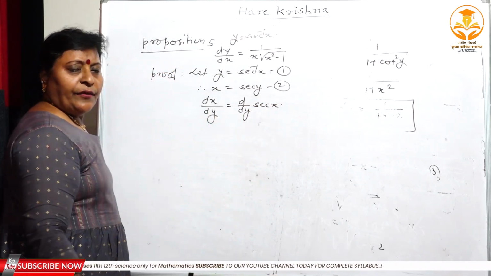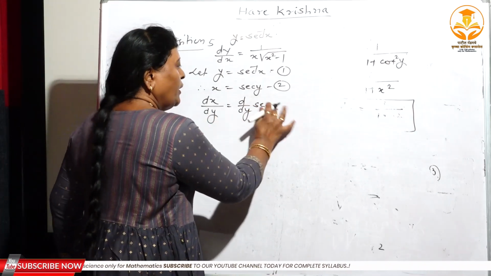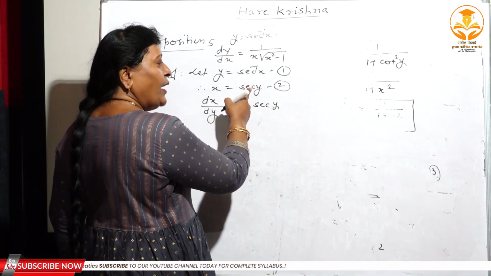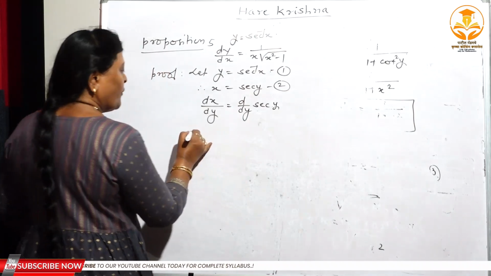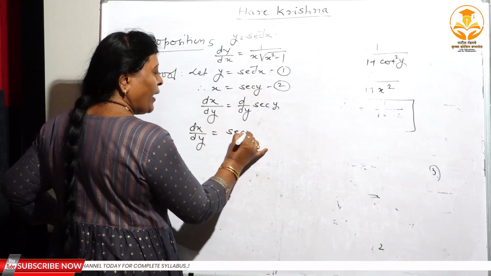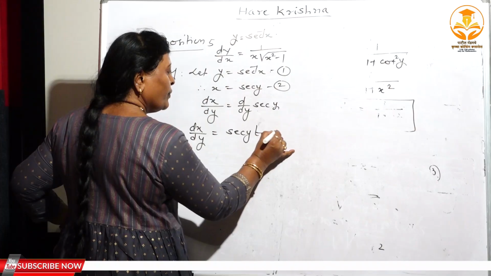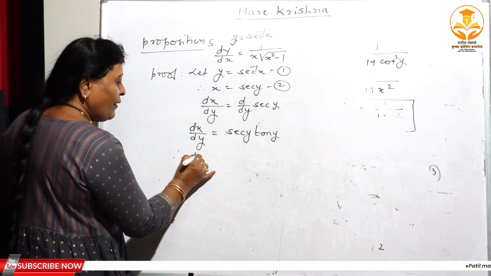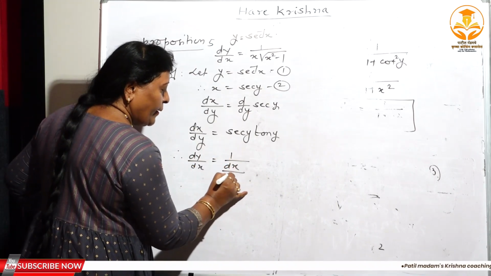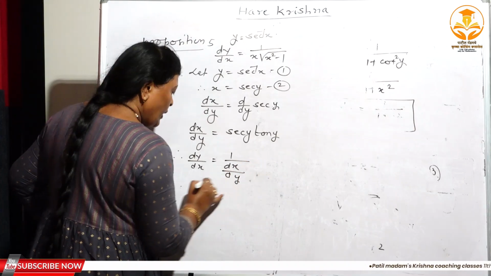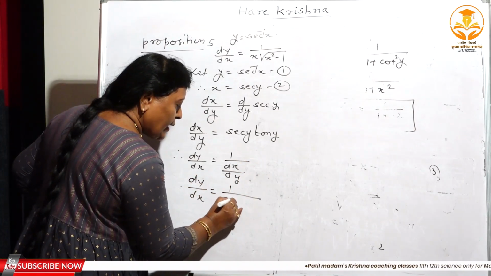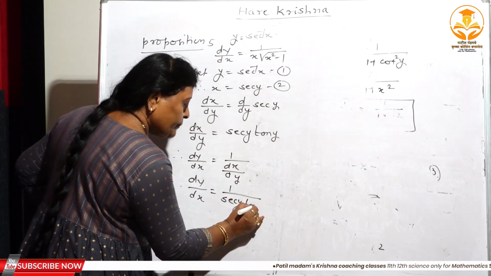Just like the derivative of sec x is sec x tan x, what is the derivative of sec y? Sec y into tan y. Therefore, here you have got dx divided by dy equal to sec y into tan y. Again we know that dy by dx is equal to 1 upon dx divided by dy. Therefore, dy by dx is equal to 1 upon sec y into tan y.